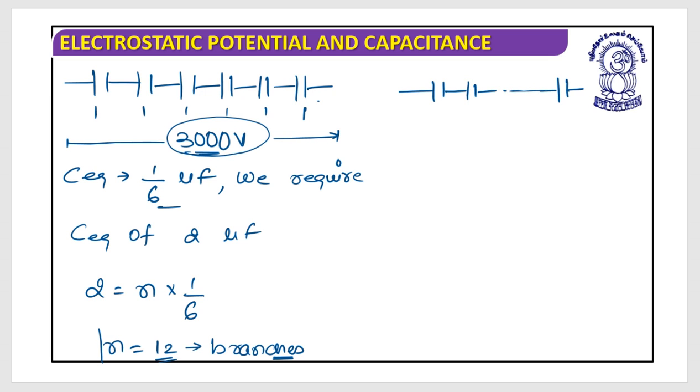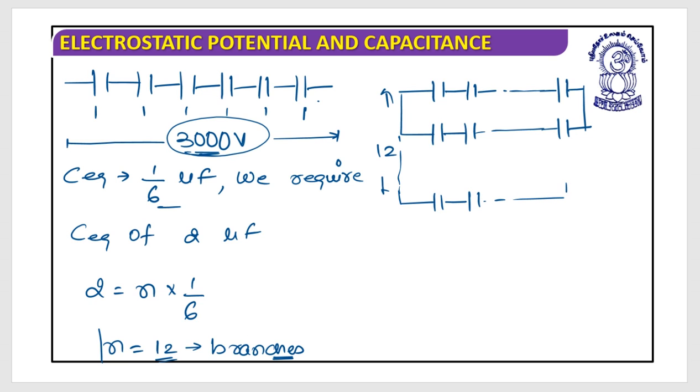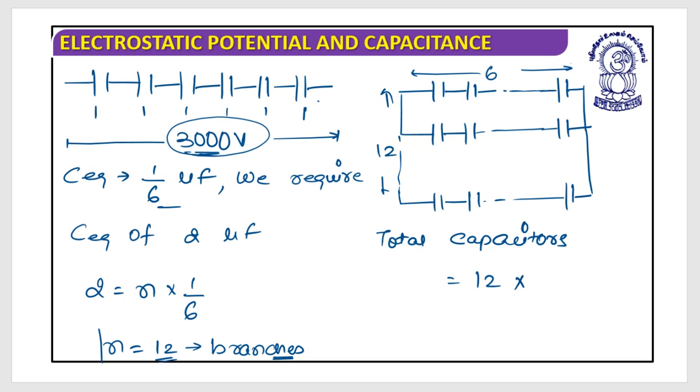There are 6 capacitors in each branch. 1, 2, this is the second branch, and such 12 branches are required, and these 12 branches, each having 6 capacitors. So the total capacitors that I require is 12 branches multiplied by 6 in each branch, that is 72 capacitors.